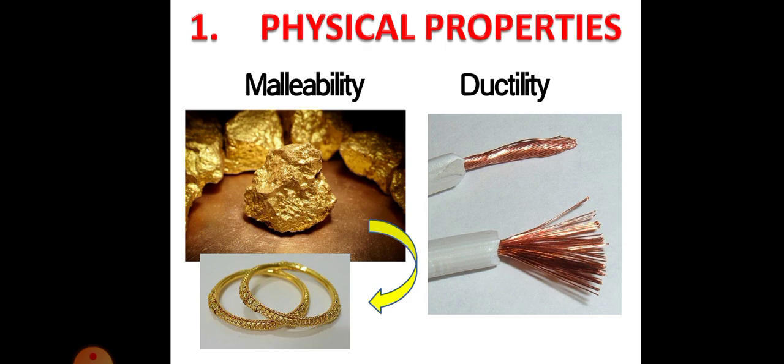So, imagine a big metal sheet, pwede silang gawin na ganito kaninipis, ganito kaliliit na wire, so we can make them, we can put them into wirings. So, that is the ductility property of matter.